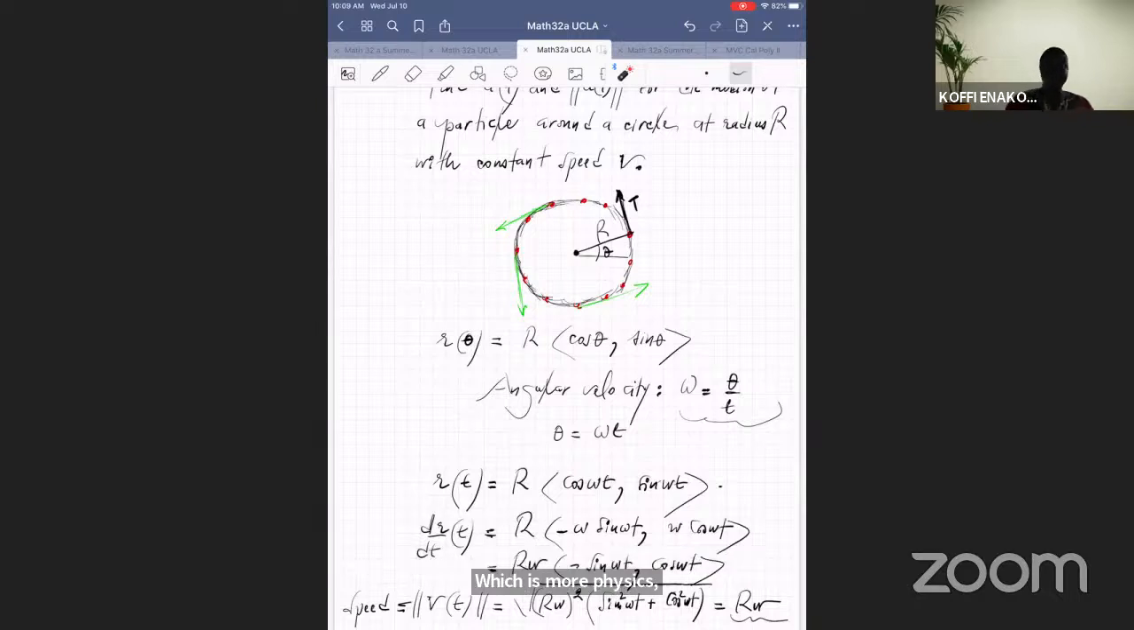All right. We know that the speed is constant. Let's find the acceleration. The acceleration is the first derivative with respect to time of the velocity vector.